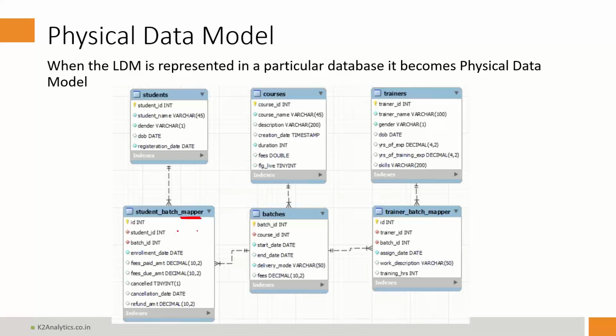In this mapper table, I'll have student ID, I will have a batch ID, and an auto increment ID. Now, because it's a mapper table, I have kept ID as ID. I did not say student batch ID, because student batch ID does not make sense, because student ID is a separate column and batch ID is a separate column. That's where we use ID now.